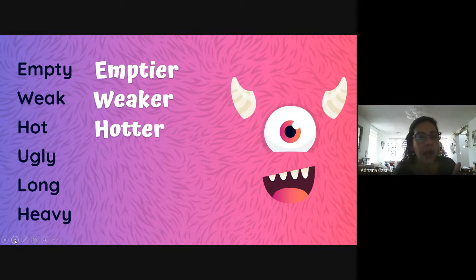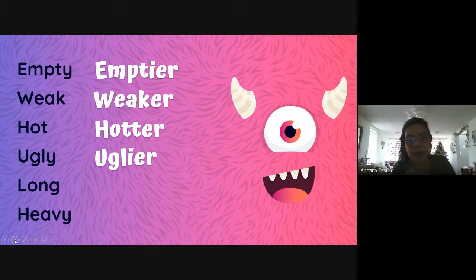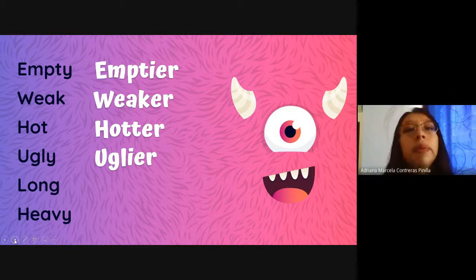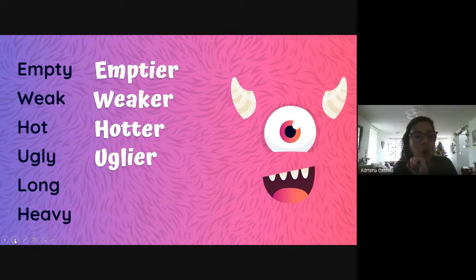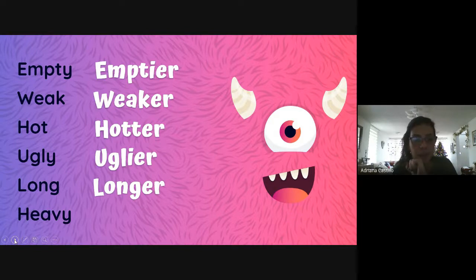Ugly ends in Y, so it ends in ER, right? It's uglier, uglier. But remember, change Y to I. The Y changes to I. Yes, perfect. Very good. Long, longer. And heavy? Heavy, heavier. Yes, very good.